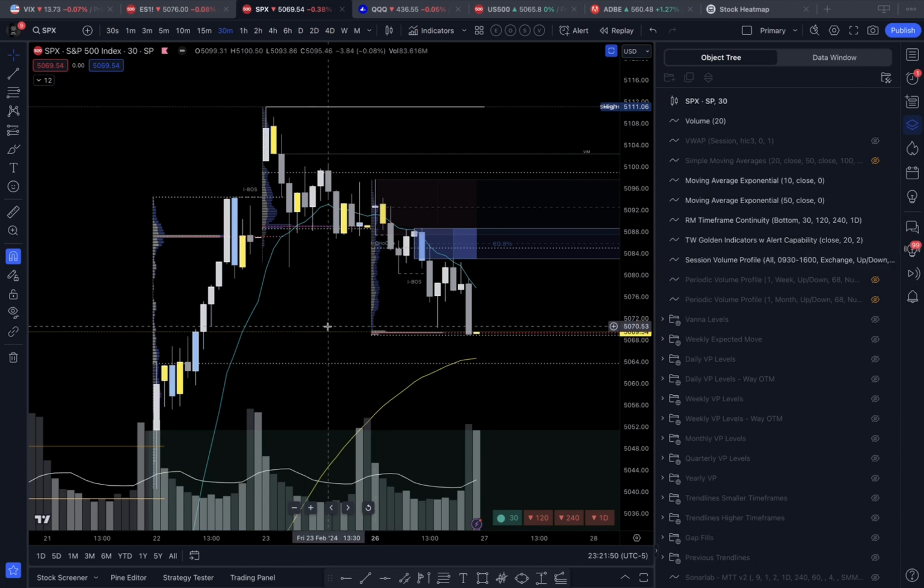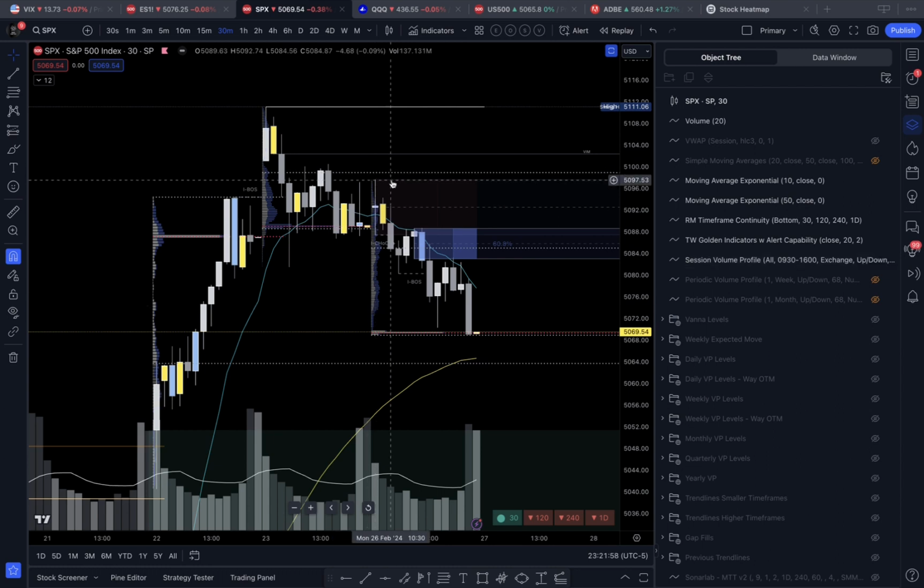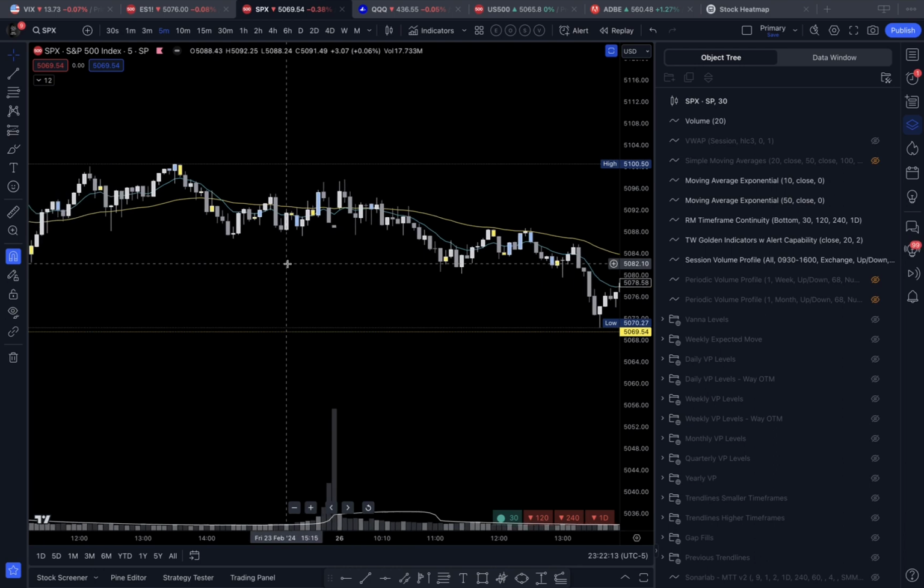Same thing here with the SPX chart. I called out at the beginning of the day that 50.95 is that critical level, and if you notice here, yes, we breached above it. So why didn't I go long? Well, first of all, let's go to the 5-minute chart really quickly.